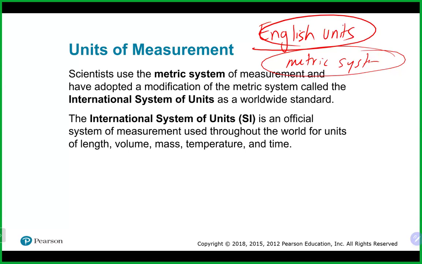So in 1960, they actually had a convention on units, which sounds like fun, not really. But what came out of that was this idea of what is referred to as the SI units. The SI units is the International System of Units. It is basically, for all intents and purposes, the metric system. And it is what is usually used in chemistry and in science. So sometimes you'll see things like the SI unit is this or the SI unit is that. And that's the basic official system of measurements that's used around the world for things like length, volume, mass, temperature, and time.